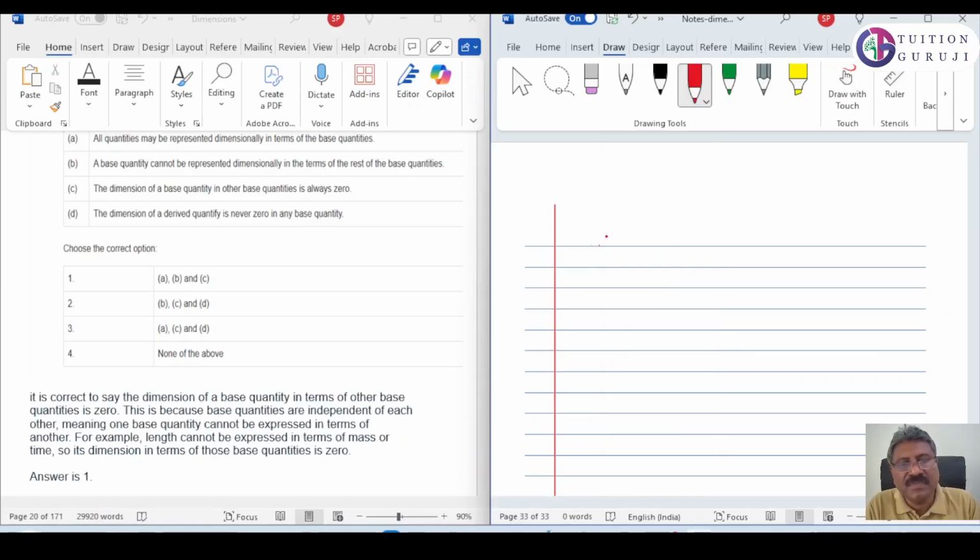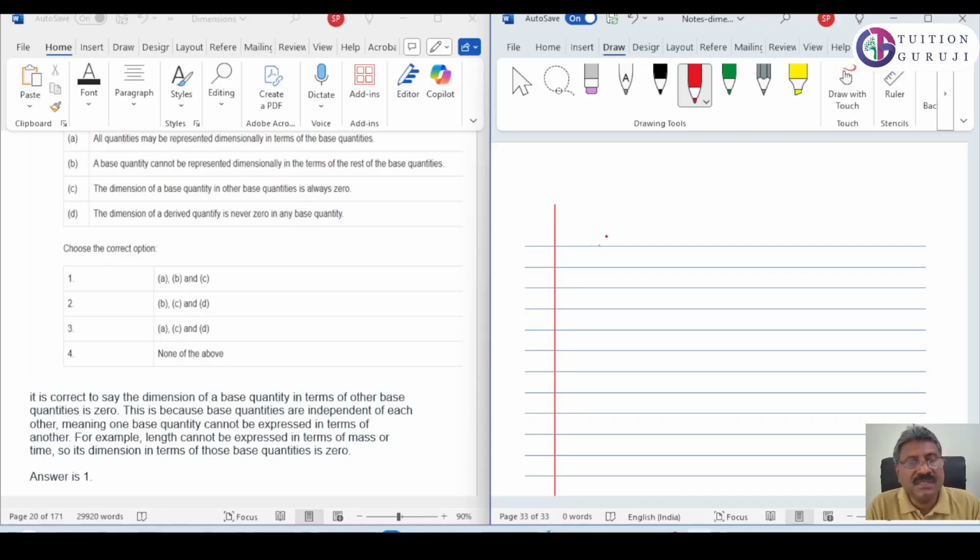Second one, a base quantity cannot be represented dimensionally in terms of the rest of the base quantities, because base quantities cannot be derived. These are the base quantities based on which other quantities are derived. Therefore, that statement is also correct. Since a base quantity cannot be represented in terms of the rest of the base quantities, its dimension in them is always 0. So A, B, and C are correct.